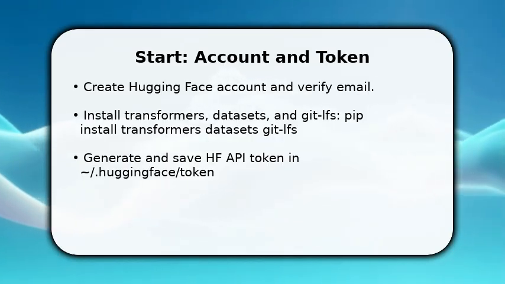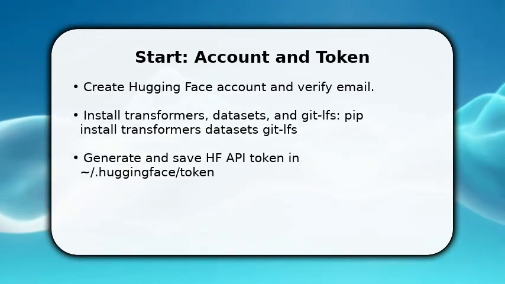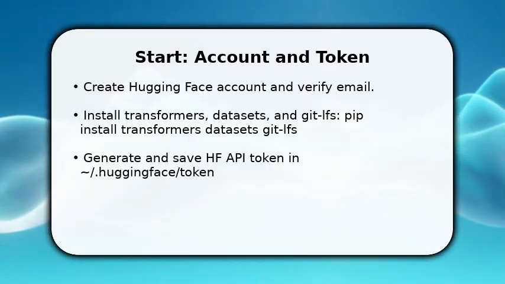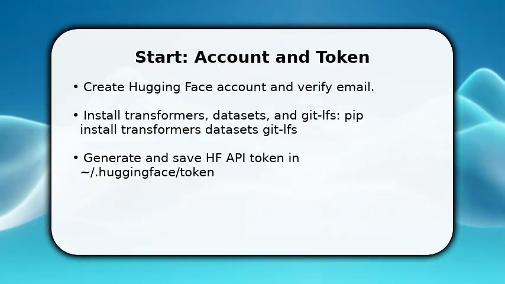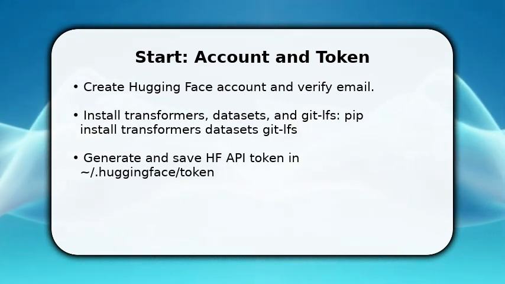Next, log in locally with Hugging Face CLI login or export HF_TOKEN as an environment variable so scripts work without prompts. Start a model repo on the site and clone it. This empty repo gives you a place to push weights and configuration as you progress.